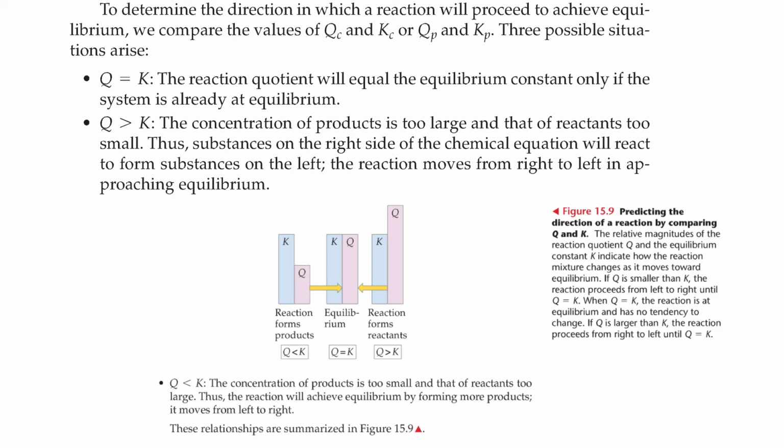The relative magnitudes of reaction quotient Q and equilibrium constant K indicate how the reaction mixture changes as it moves towards equilibrium. If Q is smaller than K, the reaction proceeds from left to right until Q equals K. When Q equals K, the reaction is at equilibrium and has no tendency to change. If Q is larger than K, the reaction proceeds from right to left until Q equals K.